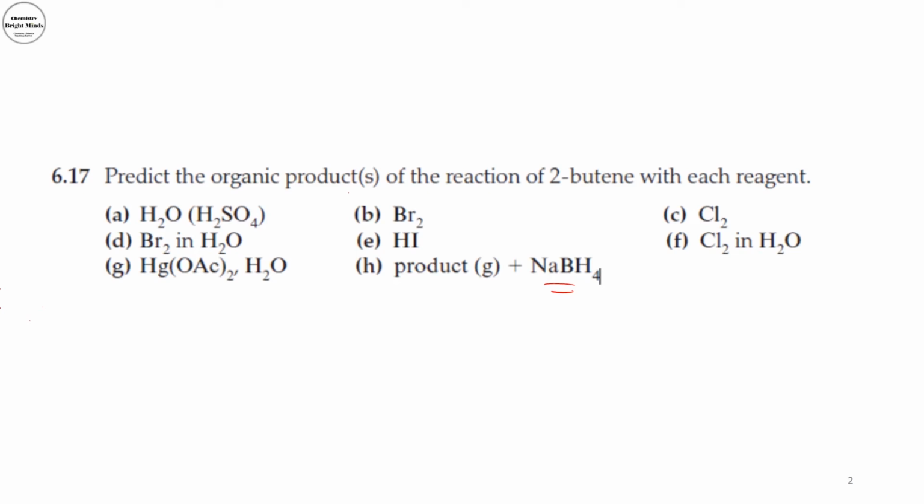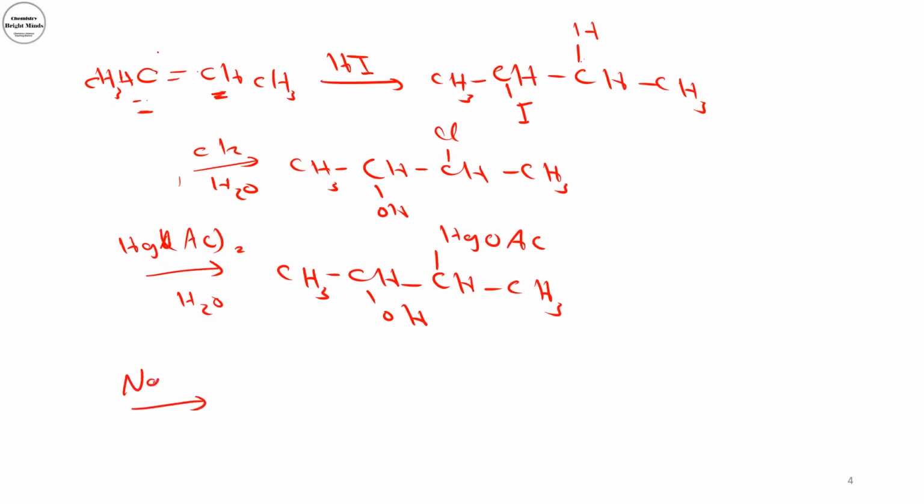Now moving to H, you need to react your product from G with sodium borohydride. This means that I will make a reduction, and I will get rid of the mercury acetate, and instead I will replace it by a hydrogen, because here I reduced my structure. So I will have CH3, CH, here a hydroxyl, here a hydrogen, another hydrogen, CH3. By that we came to the end of our video. Thank you and goodbye.